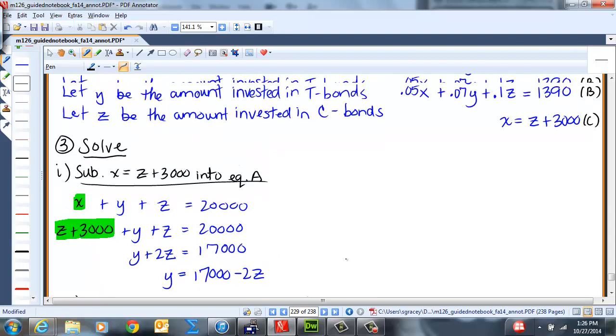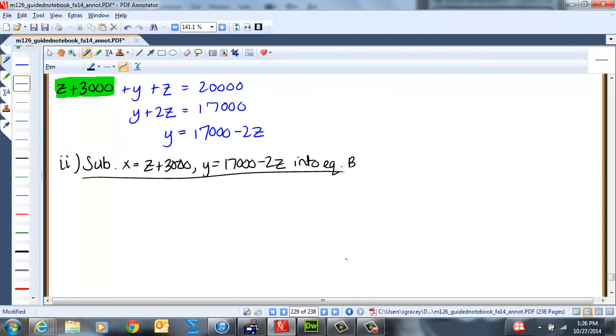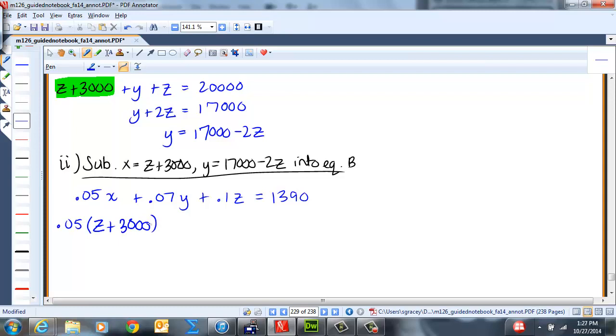So equation B was what? Oh, the interest stuff. So equation B was 0.05 times x plus 0.07 times y plus 0.1 times z is equal to 1,390. So 0.05 times z plus 3,000 plus 0.07 times 17,000 minus 2z plus 0.1z equals 1,390.